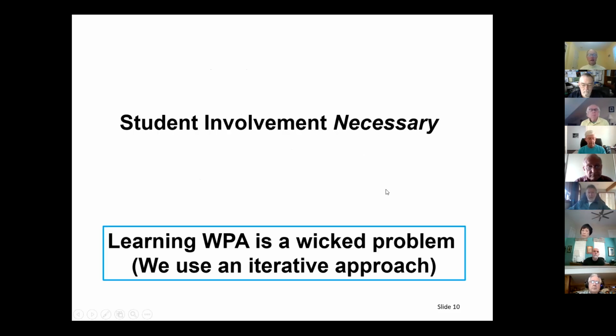Now, we have built in work on an example wicked problem as part of the course. In fact, it's key to the course. The best way to learn this is to actually work on it, to try it out. So this student involvement is really necessary if you're going to get what you need out of this course to actually use the approach.